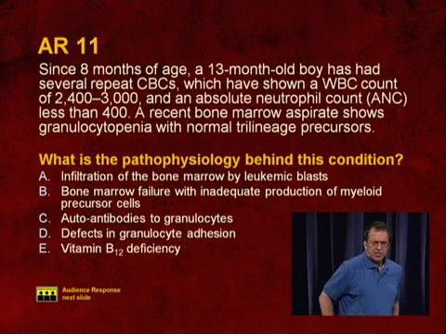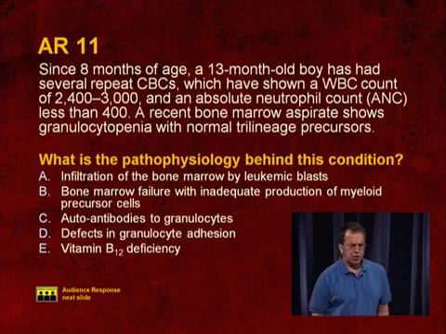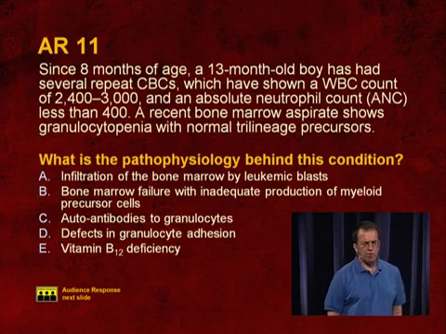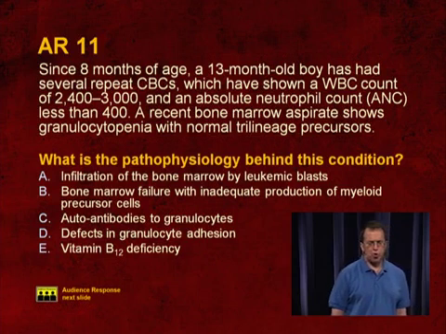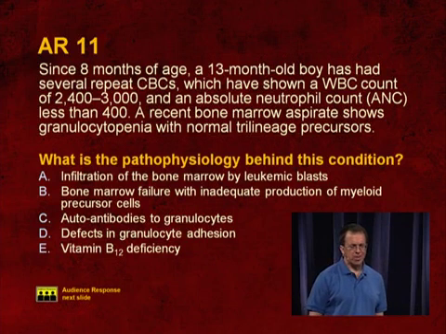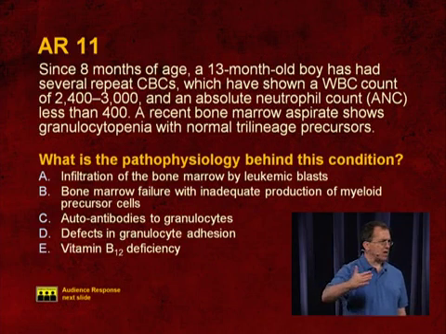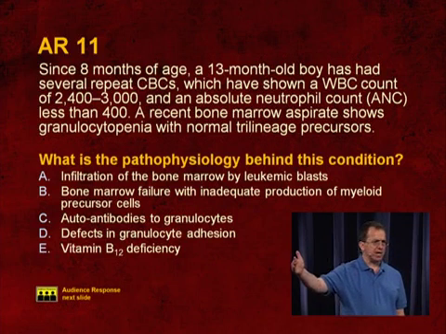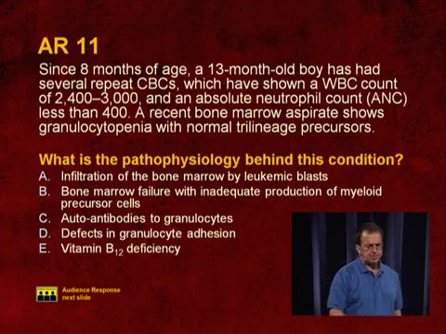Okay. Since 8 months of age, a 13-month-old boy has had several repeat CBCs, which have shown a white blood cell count of 2,400 to 3,000 and an absolute neutrophil count of less than 400. A recent bone marrow aspirate shows granulocytopenia with normal trilineage precursors. Okay, what the hell does that last sentence say? What it says is you're not making the final granulocyte, but you've got the precursors. Something's happening to the final granulocyte, to the final neutrophil.